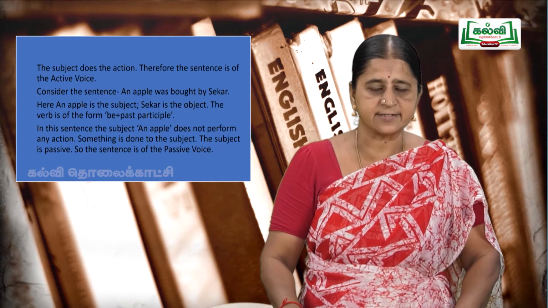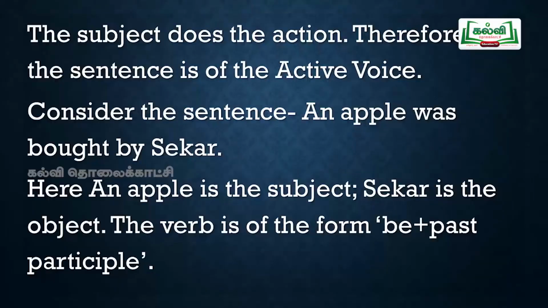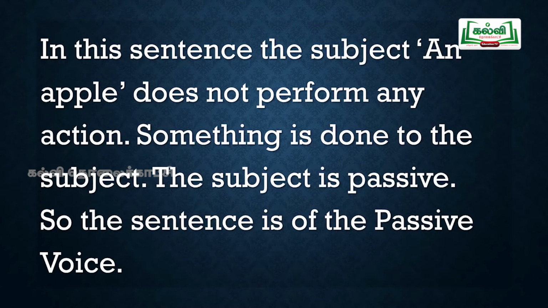Now, consider the sentence. An apple was bought by Sekar. Here, an apple is the subject. Sekar is the object. An apple was bought by whom? Sekar. Sekar is the object. The verb is of the form be plus past participle. In this sentence, note that the subject an apple does not perform any action. Something is done to the subject. Therefore, the subject is passive. It is silent. It does not participate in the action. The sentence is of the passive voice.